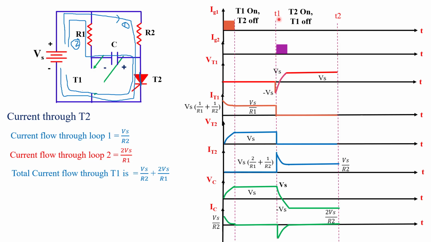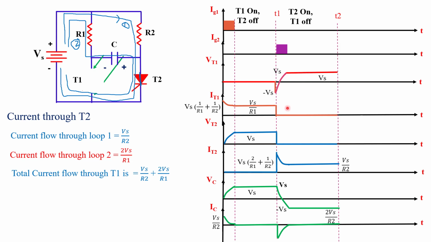At time instant T1, we apply gate triggering pulse to thyristor T2. T2 gets turned on and behaves like a closed switch. This time T1 is turned off due to the polarity of the capacitor. When T2 gets turned on, the voltage across T2 is 0 because T2 is turned on. So here we see the VT2 waveform, voltage across T2 thyristor is 0. What about voltage and current across T1 thyristor? T1 thyristor is turned off this time. So when a thyristor is turned off, we get maximum voltage drop across the thyristor. So here the voltage across T1 thyristor is Vs.